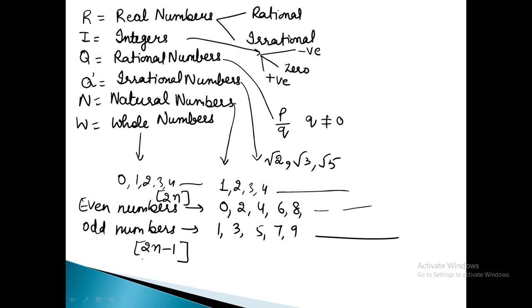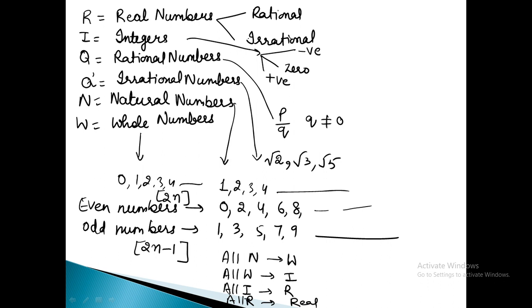And you should keep in mind that all natural numbers are whole numbers. All whole numbers are integers. All integers are rational numbers. All rational numbers are real numbers.